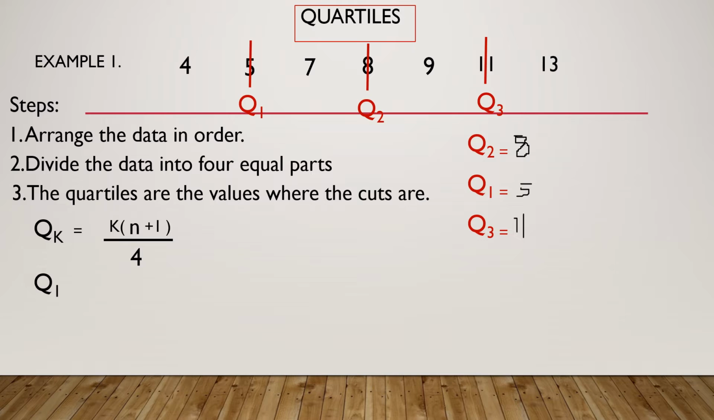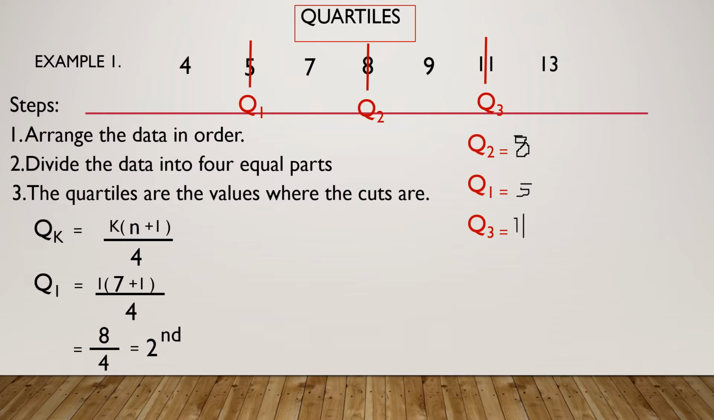Okay, so Q sub 1 means the first quartile, that is K equal to 1, and the value of N is 7. 7 plus 1, that is 8. So that is divided by 4, so 8 times 1 is still 8, divided by 4 is equal to 2. Okay, what is this value 2? Is this the quartile? No, this is the position of the quartile. It means it's on the second item.